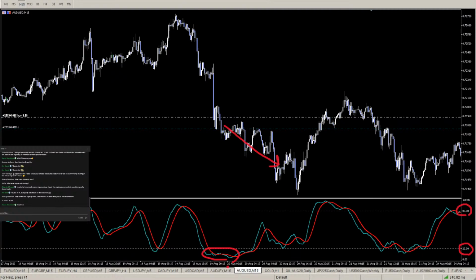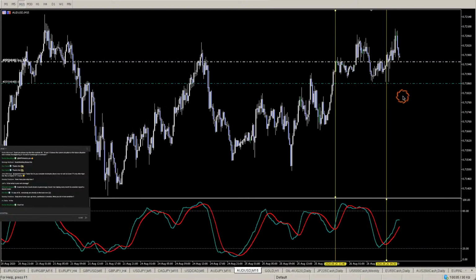So yeah, Jerry says, do you consider stochastics dead cross for exit on lower time frame only after Kijun-sen flat on higher time frame? Yeah, exactly. When Kijun-sen flat and Kumo flat on higher time frame, then I look at the dead cross for exit timing. Sunday, how many pips stop loss? I think this was about like 15. Oh no, it's 8. 8 pips, 9 pips of stop loss here. It says points 89. So this is about like 9 pips of stop loss.